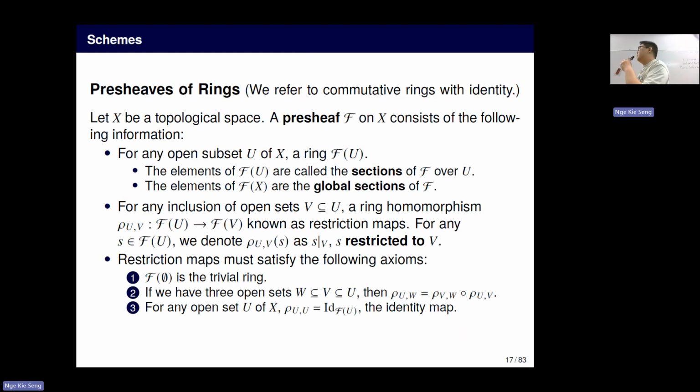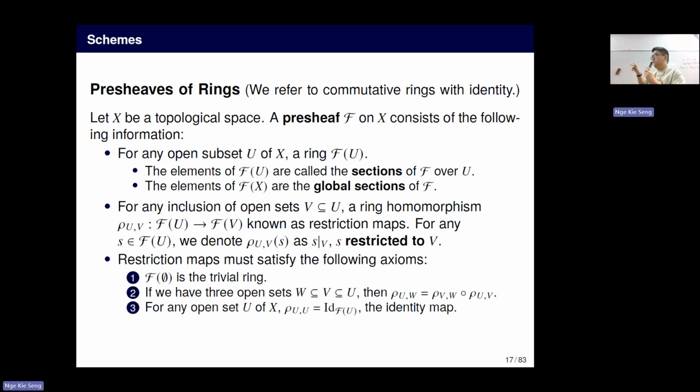Okay. So for this one, we'll start with pre-sheaves, which should hopefully be a little bit familiar. We consider mainly pre-sheaves of rings, and by rings we mean commutative rings with identity. First, we have a topological space X, and then we put a pre-sheaf on X. It consists of mainly this information: we assign to any open subset U of X a ring. We just say F(U) here, and the elements of F(U) we call sections of F over U.